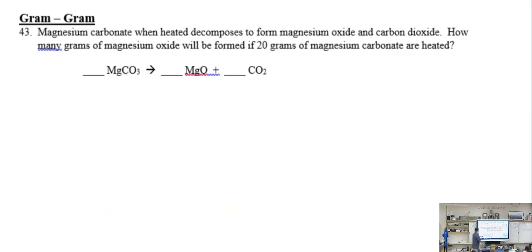All right. The rest of them are the ones from the homework. Number 43. I will help you with this one eventually, but will you try it on your own first? So magnesium carbonate, when heated, decomposes to form magnesium oxide and carbon dioxide. How many grams of this? So we're asking for grams of MgO. That's our question. Will be formed if you have 20 grams of that. See if you can do that completely on your own, and I'll work it through in a couple minutes.